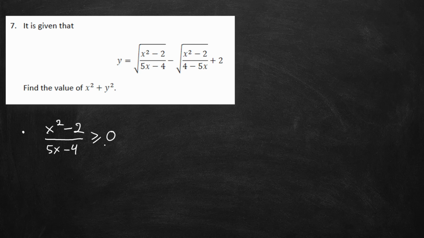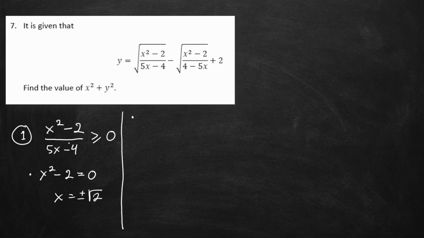Okay, so from here we're using a number line. For the number line, we need to find the values of x for the numerator and denominator. For the numerator, x squared minus 2 equals 0, it means that x will be equal to plus or minus square root of 2. And then the next one, the denominator, 5x minus 4 equals 0, which means that x will be equal to 4 over 5.